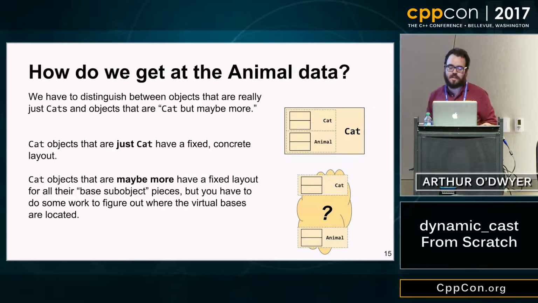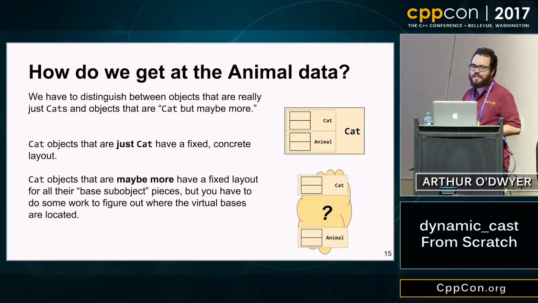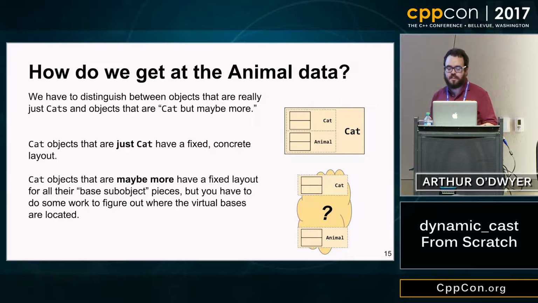So we have to distinguish between objects that are really just Cats, like literally dynamically its actual type is Cat, or objects that are Cat but maybe more. Maybe it's a CatDog, maybe it's a Tiger, I don't know. It's some kind of Cat, but I don't know what else it might also be. Cat objects that are literally just a Cat, dynamically a Cat, have a fixed concrete layout. Cat objects that are maybe more have a fixed layout for all their base subobject pieces, but you have to do some work to figure out where those pieces are located.